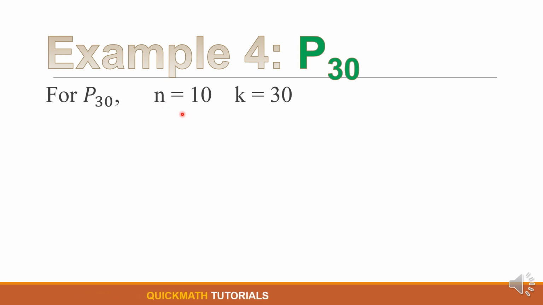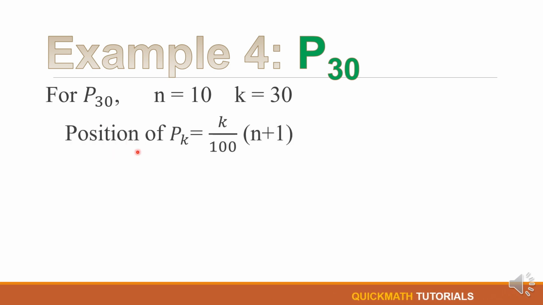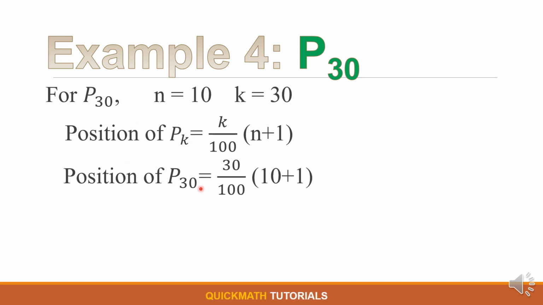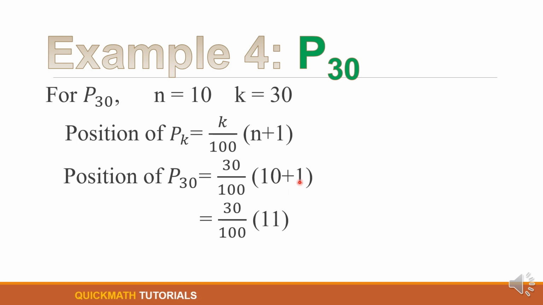So our n is equal to 10 and our k is equal to 30. Using the formula for the position of percentile, we will substitute the value of n and k. So we have the position of p, where k becomes 30, which is equal to 30 over 100 times our n, which is equal to 10, so 10 plus 1. 10 plus 1 is equal to 11.